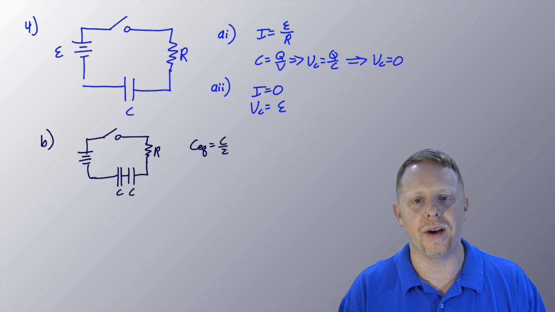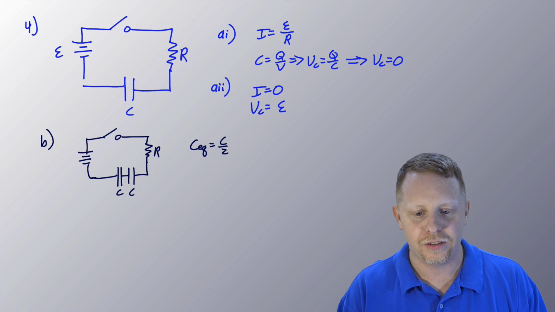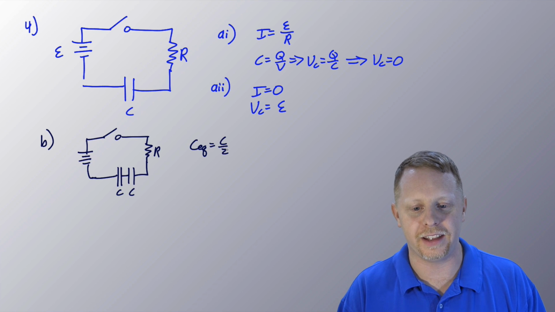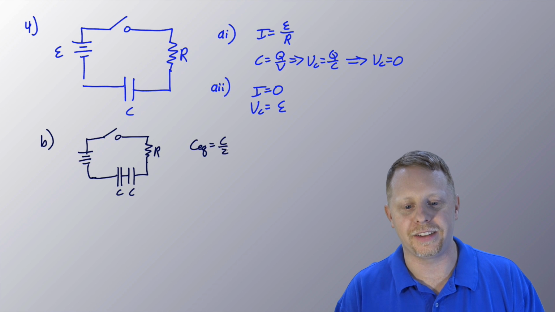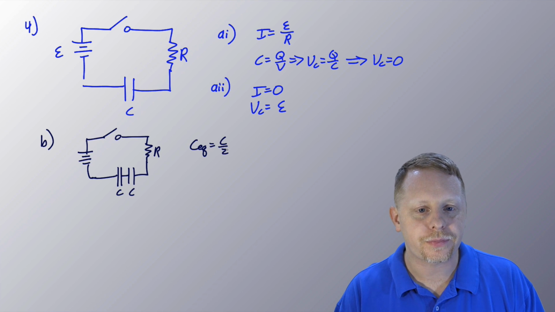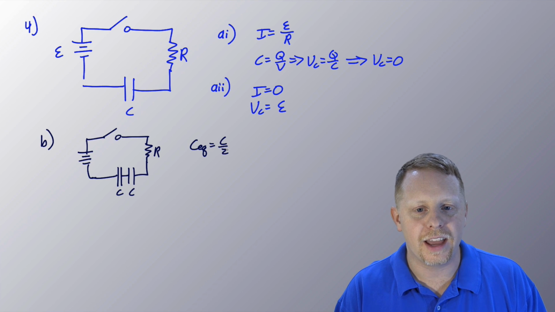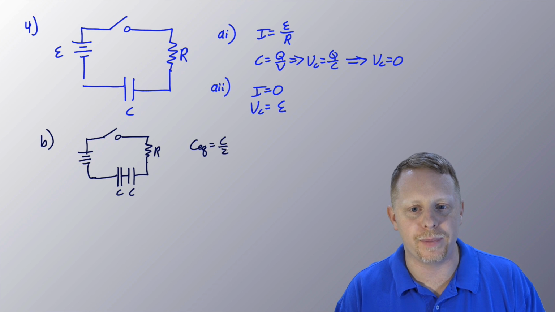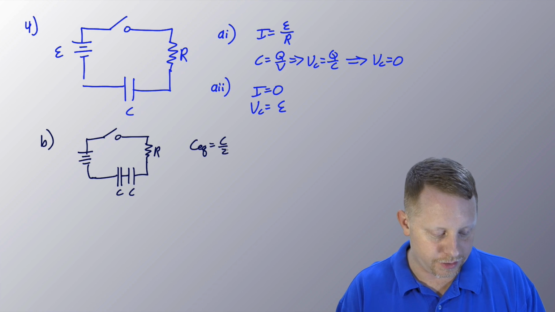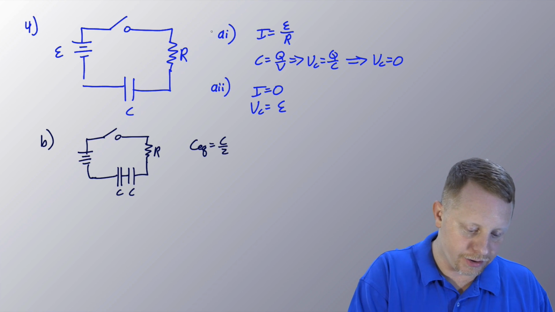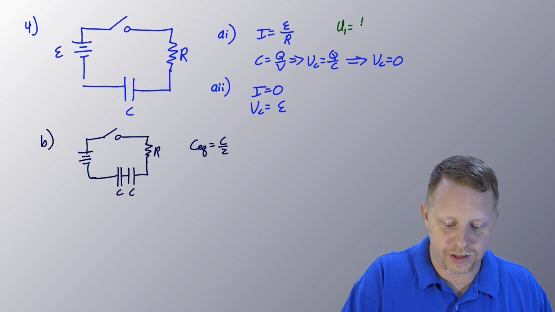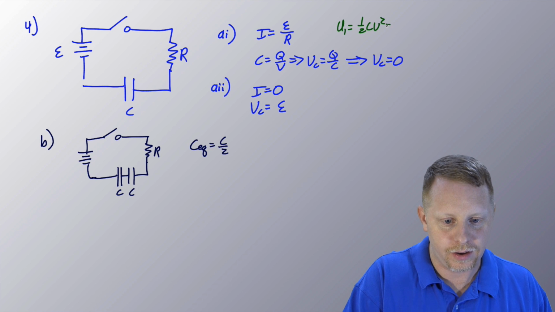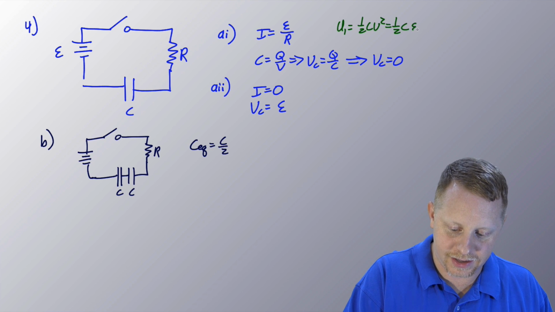Capacitors in series combine like resistors in parallel. You could run through the calculations, but that's one I've done enough that I don't have to run through the actual calculation. Now, the question: a long time after it's closed, the energy stored in the single capacitor in the original circuit is U1. So U1 is 1/2 CV squared, which in this case would be 1/2 CE squared.